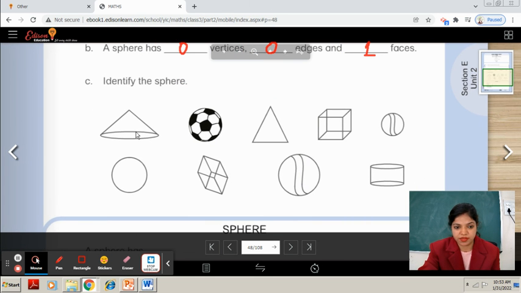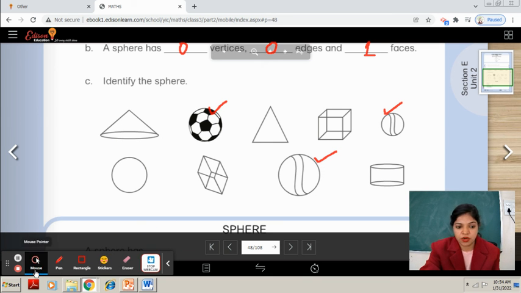Now the part C, identify the sphere. Now, you will tell me, what is this? Which shape is this? Tell me. Yes, this is a cone. But we have to tick on sphere. So, this is a sphere. Yes, we will tick on it. This is a triangle, cube, and again, sphere. Tick on it, and this is sphere, tick on it. Okay, so now hope you understand the topic, cone and sphere.